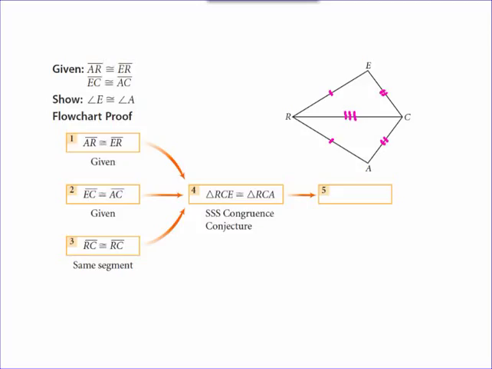And so let's go back to what we originally wanted to know. We originally wanted to know that E was congruent to A. Can I now show, based on all these steps in the flow chart, that E is congruent to A? Yes. Why? Because of CPCTC, corresponding parts of congruent triangles. Okay, and so that's a flow chart proof.